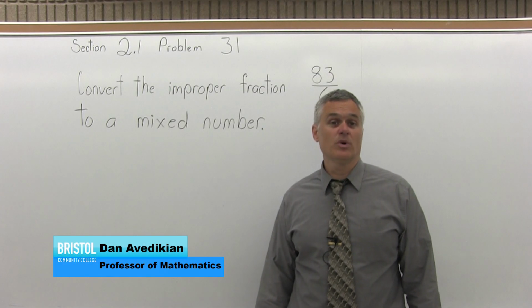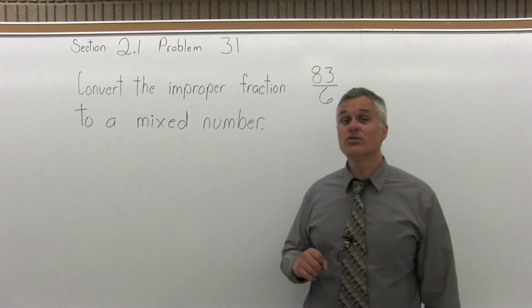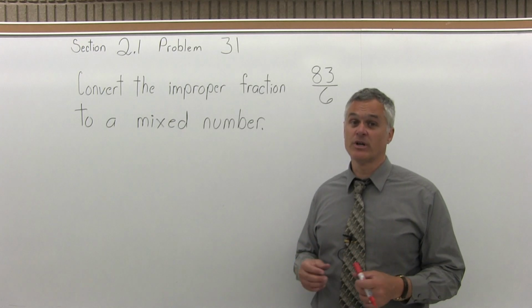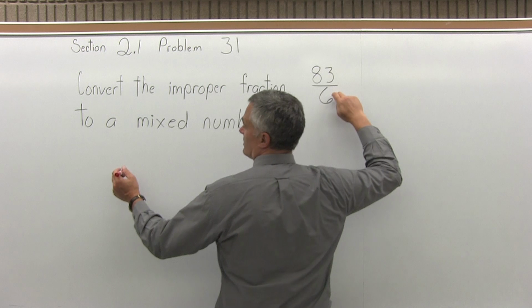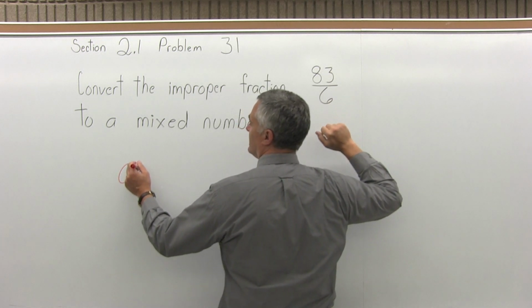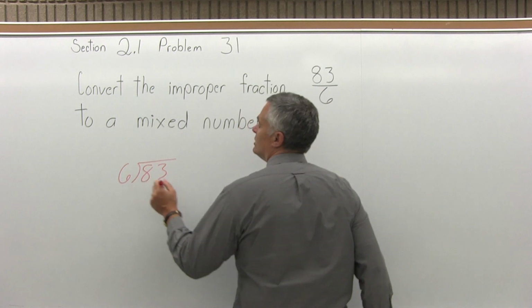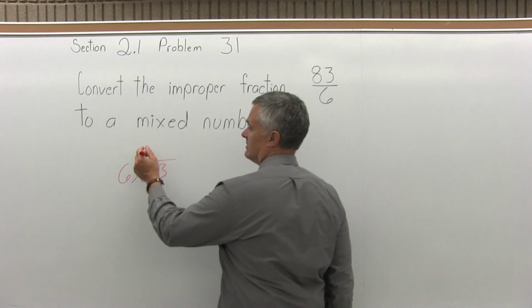This is Section 2.1, Problem 31. It says convert the improper fraction 83 over 6 to a mixed number. So a mixed number, we want a number and a fraction. And the way we do that is divide the denominator, which in this problem is 6, into the numerator, which is 83. So now 6 divides into 8 only once.